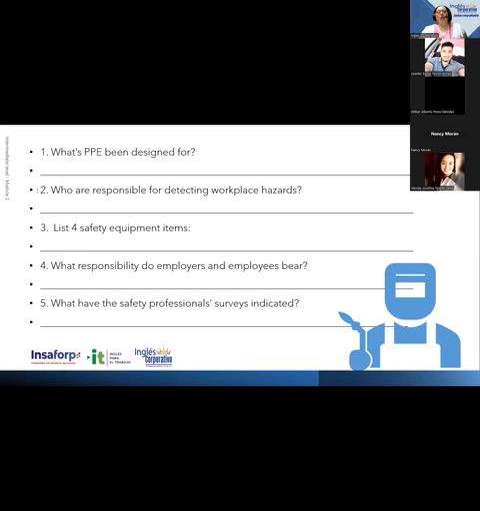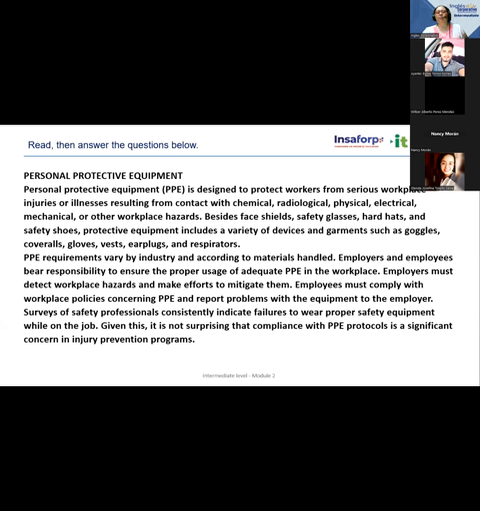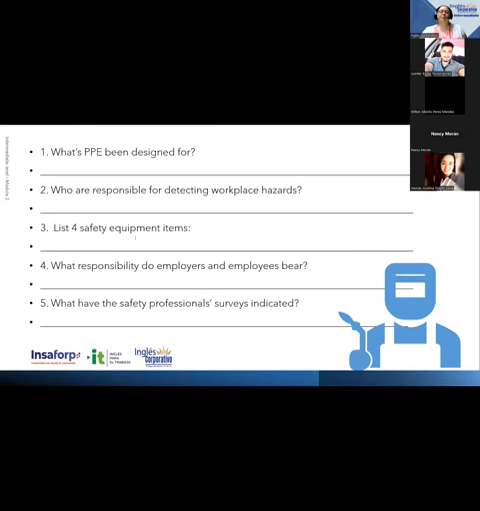Thank you. Who is responsible for detecting workplace hazards? Employers, employees. Okay, look, employers must detect workplace hazards and make efforts to mitigate them. Okay, then they're responsible to detect the workplace hazards. Are the employers, all right? And then, list four safety equipment items.